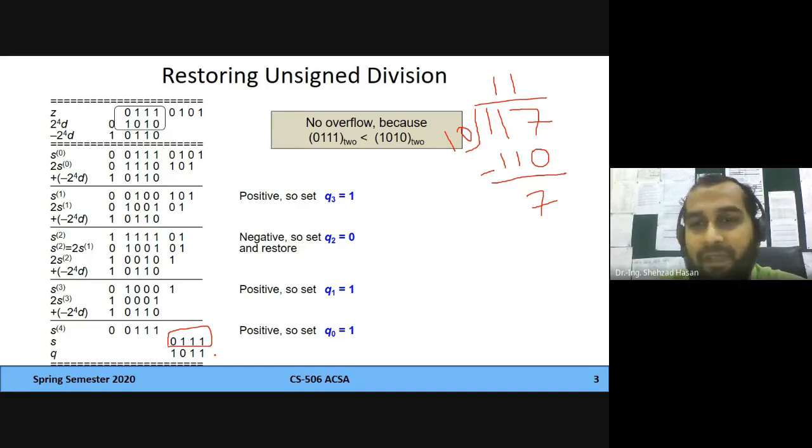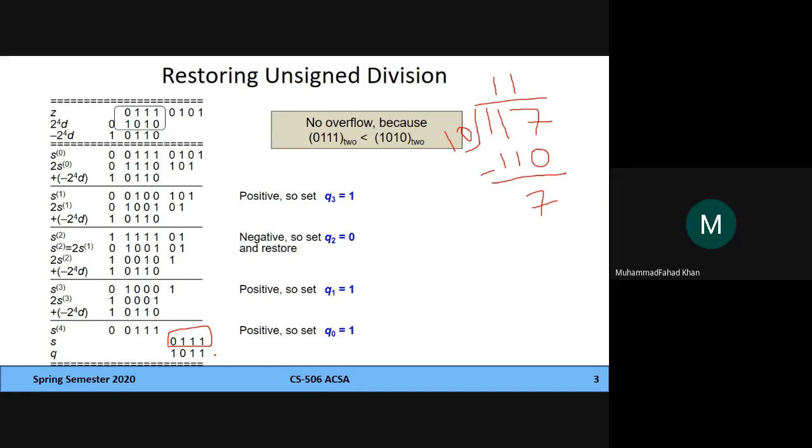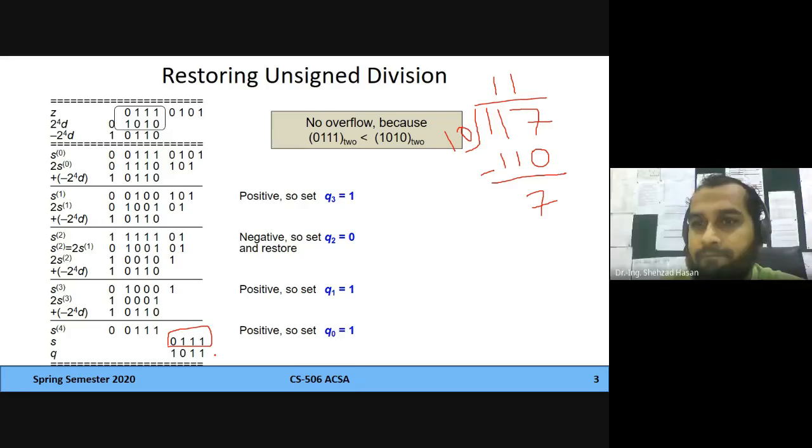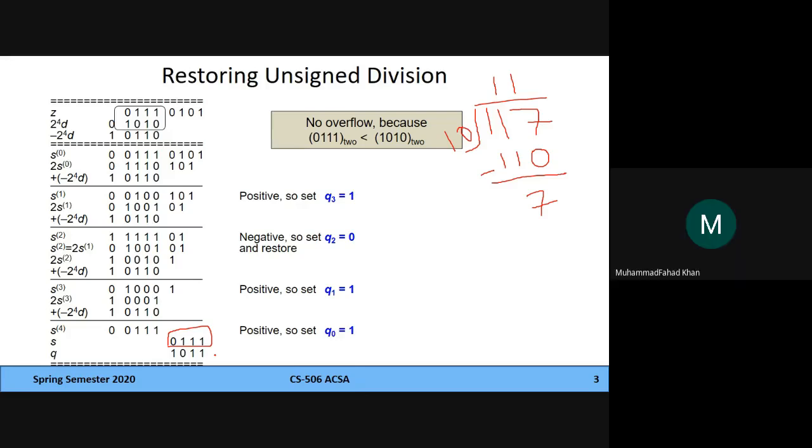Yes, any question up till now? So it's not a question; it's a clarity. Whenever we have a negative number in the remainder, just as we have in the S2, when the quotient is 0, then we won't add. We would just shift left, right?